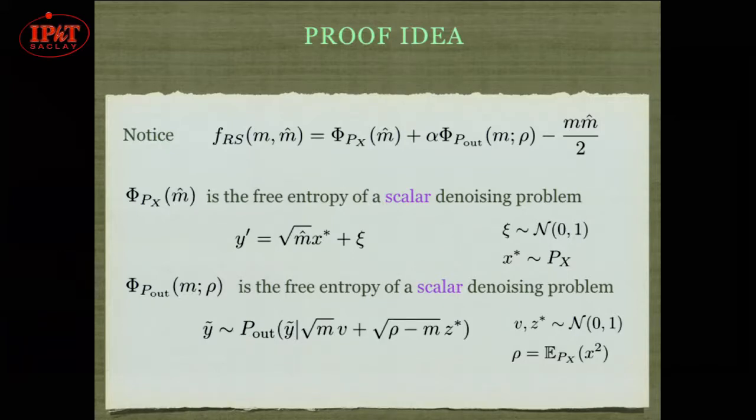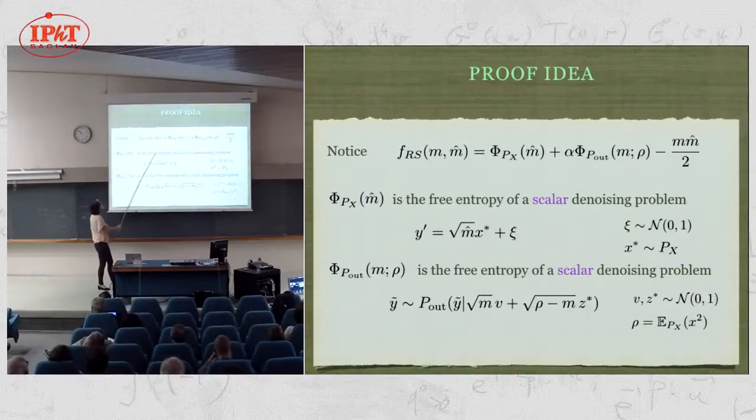So why did I write this formula in this form? That's actually for a very good reason. Because if you stare at these integrals, phi p_x and phi p_out, they are actually free entropies of not a high-dimensional problem with complicated interactions and n spins where n goes to infinity. Here I wrote scalar, but I guess for physicists I should have written a single spin problem. So these are free entropies of single spin problems, 2 different problems.